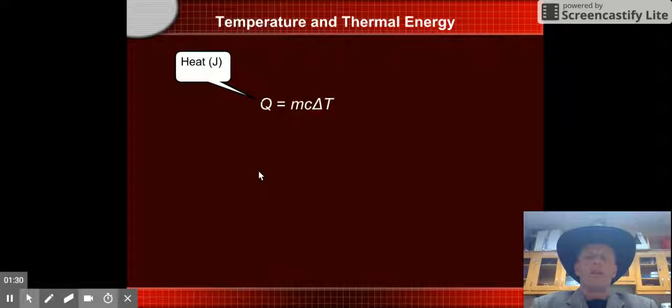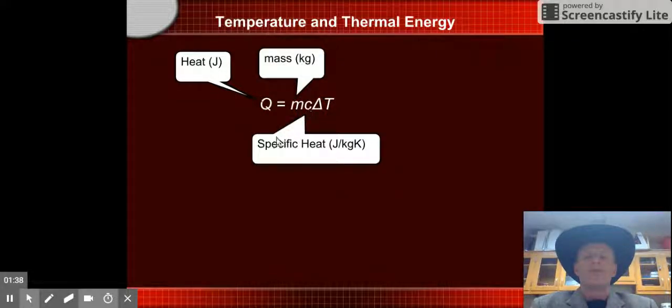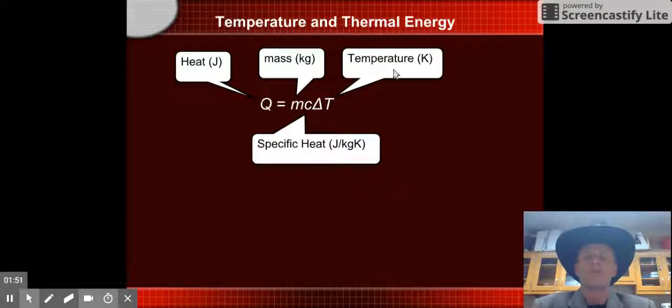We have a formula for heat, and it involves that specific heat. Remember, that's C, joules per kilogram Kelvin. Right there it is. Specific heat of an item is a special characteristic of an object. So to find how much heat energy an object contains, all we have to do is take the mass times that special number times the change in temperature, and we can figure out the heat energy involved.